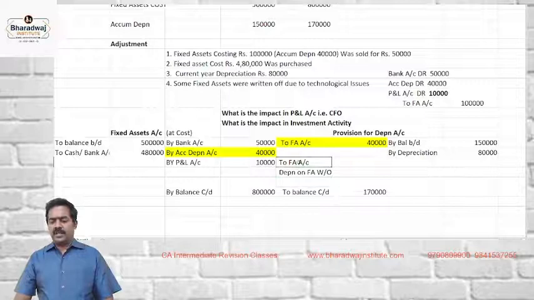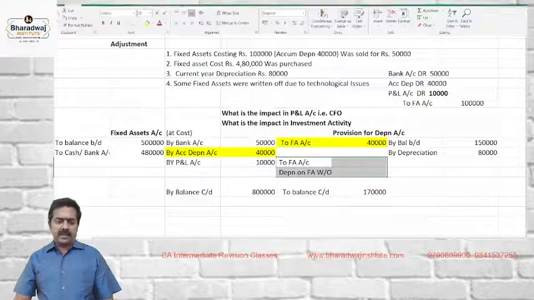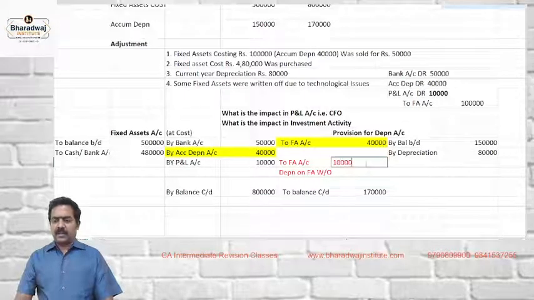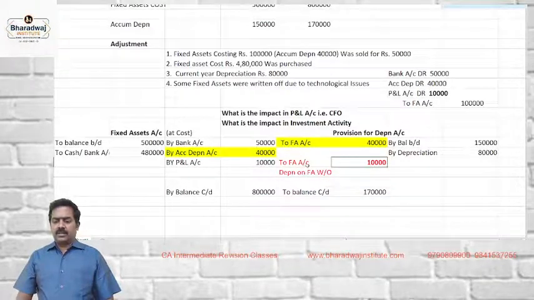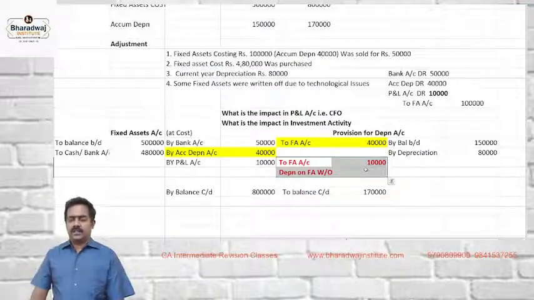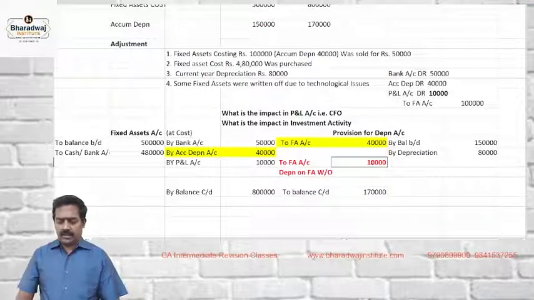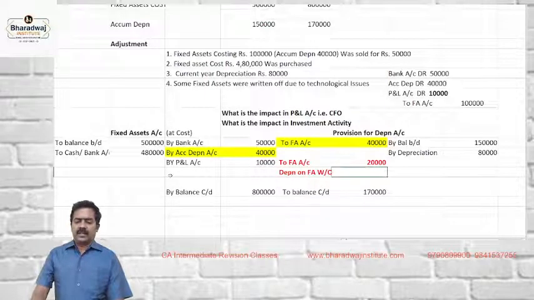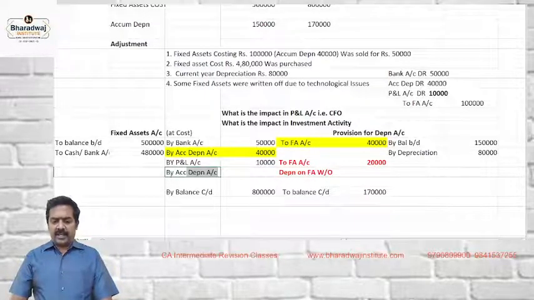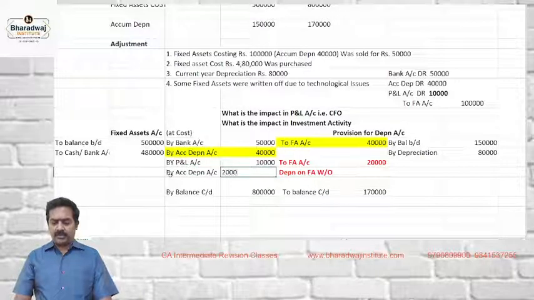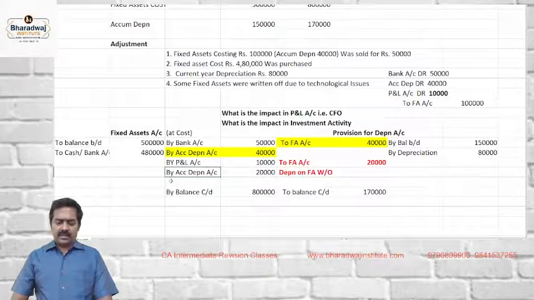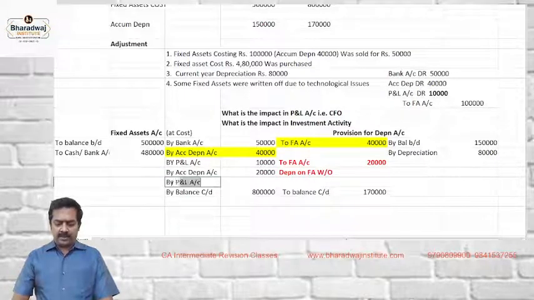Depreciation on the asset written off, you will get it as which one? A balancing figure. What is the balancing figure? 20,000. So this is the depreciation on the asset. Now, how will this be charged? By accumulated depreciation account, how much? 20,000. The balancing figure will give us by P&L account.